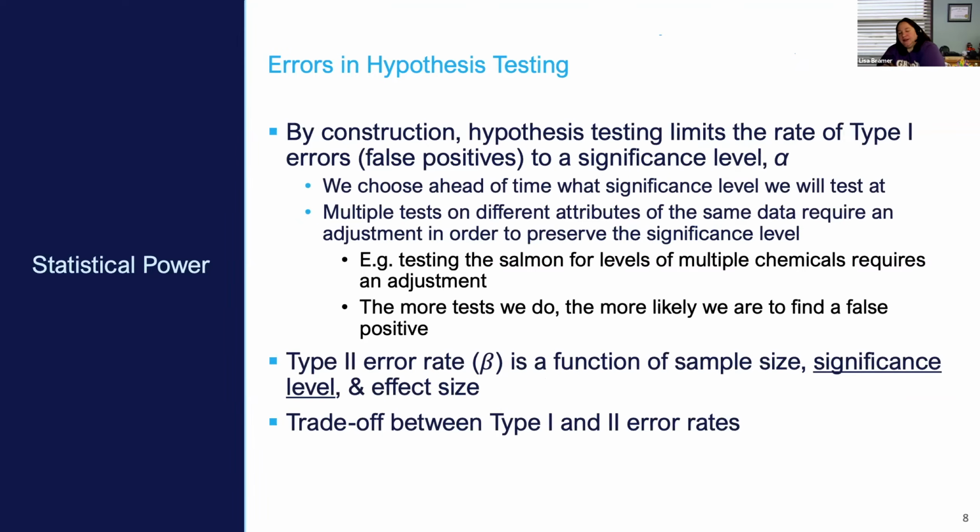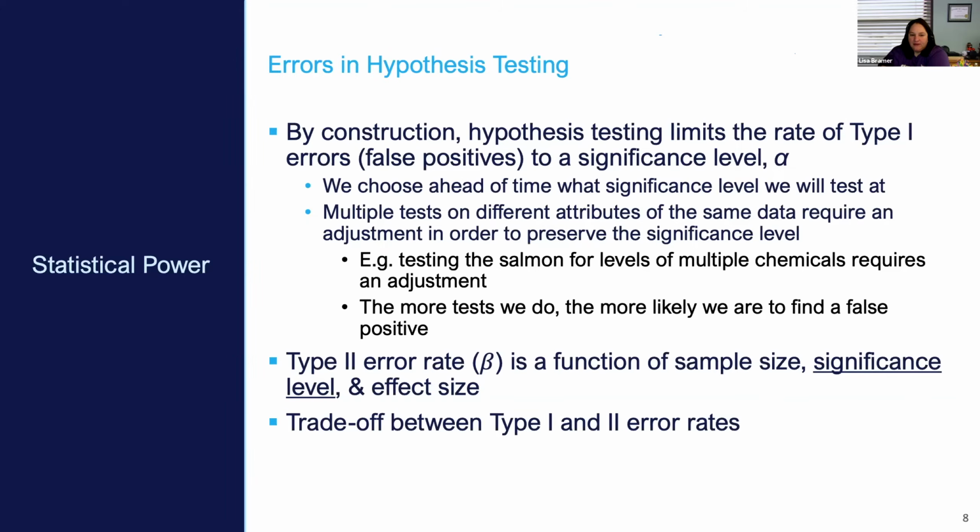By construction, hypothesis testing is meant to limit the rate of false positives, or type 1 error rates. We use this significance level alpha, right? Most of you know that the magic threshold that we use for alpha is 0.05, because hundreds of years ago, someone decided that 5% was an acceptable error rate. And the key thing here is that we choose what that significance level is ahead of time.